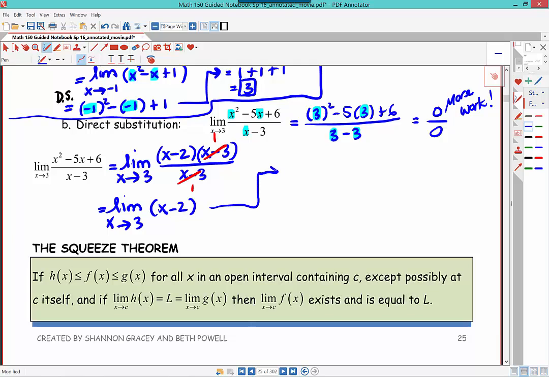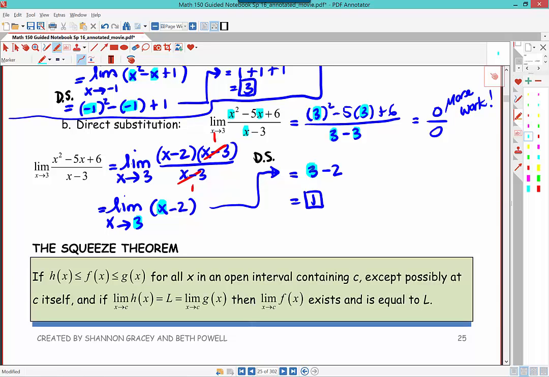And now using direct substitution, what do we get? Beautiful. We can take that limit notation off, and we just get 3 minus 2, which is 1. We just plugged in a 3 where there was an x and got a result of 1. Good so far?